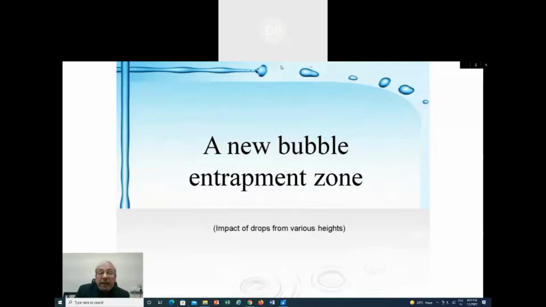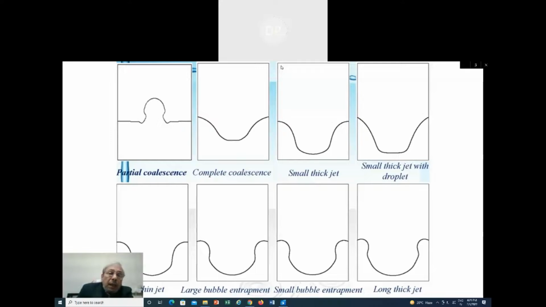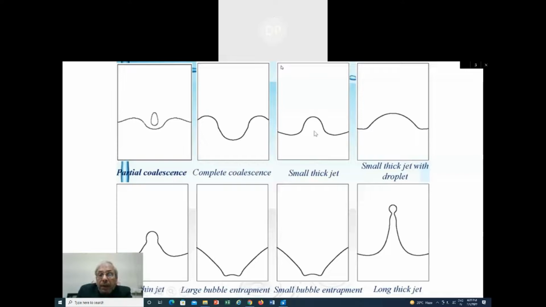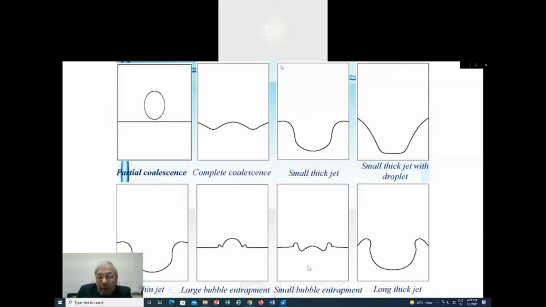Having discussed partial coalescence, we will address some other attributes of falling drops, for example, complete coalescence and a few other stages leading to splashing, from complete coalescence to splashing. All these stages we have been able to compute, and then we have animated. You can see extreme left is the partial coalescence, then complete coalescence, then small thick jet formation after complete coalescence, then small thick jet formation with droplet, thin jet, large bubble entrapment, small bubble entrapment.